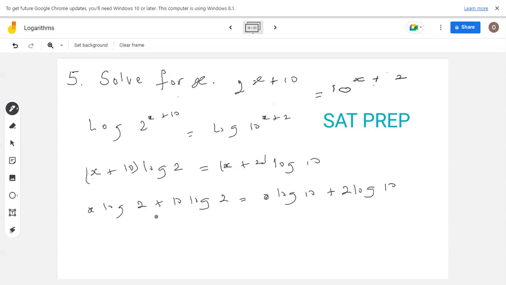Now we can collect the like terms. We have s log 2 plus 10 log 2, then s log 10 plus 2 log 10. Let us first collect the like terms. It's going to give us s log 2 minus s log 10 is equal to 2 log 10 minus 10 log 2. So from here we can evaluate s log 2 and s log 10. Let's go to the next slide.